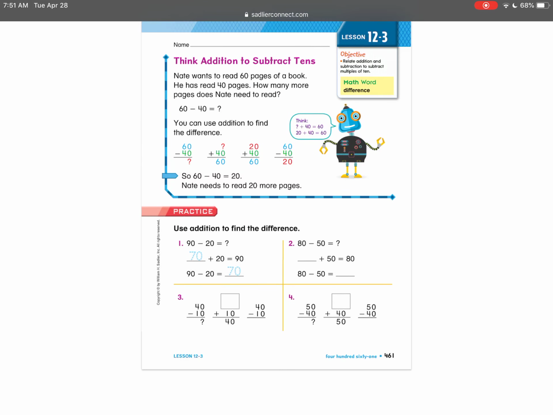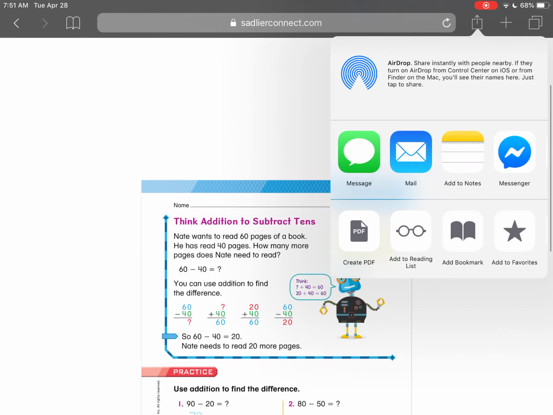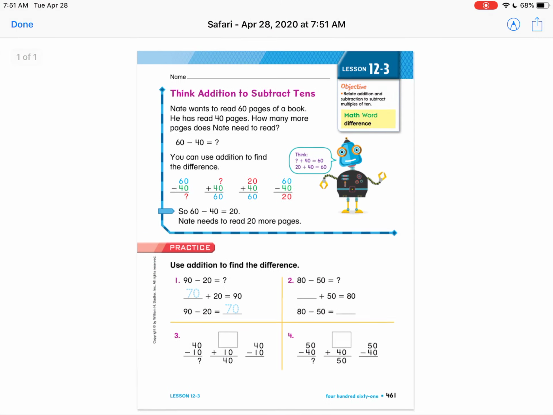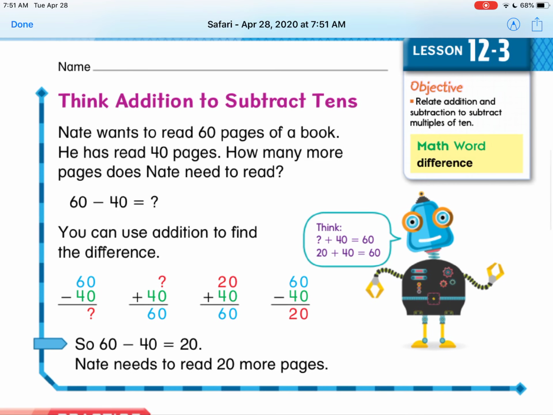Okay, so today is called Think Addition to Subtract Tens. And I'm going to open it up here for us to see and write on. All right, this says Nate wants to read 60 pages of a book. He has read 40 pages, so it means he's already done that part. How many more pages does Nate need to read?